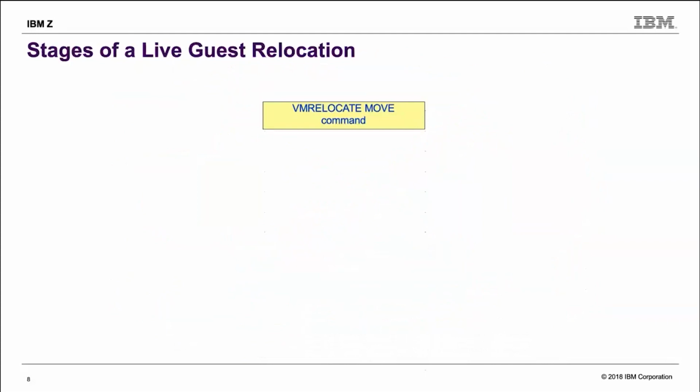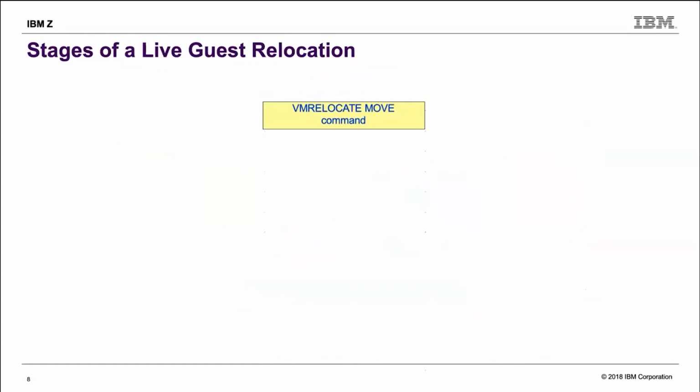Now, the meat and potatoes of this presentation really starts off with live guest relocation. I want to take some time to really understand the stages of that process, and what actually happens when we move a live Linux guest from one system to another. It all starts when we issue the VMRELOCATE MOVE command. This is the command that sets everything in motion.